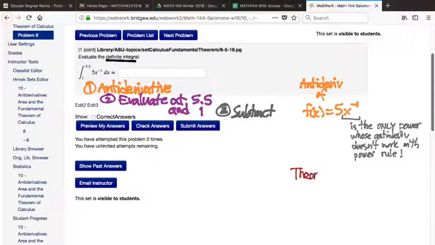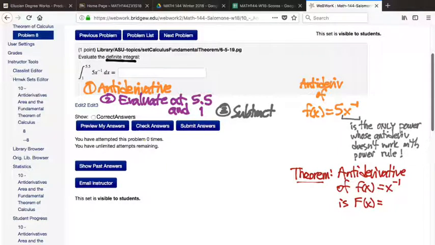Call this a theorem if we want to. The antiderivative of x to the minus 1 is actually capital F of x equals the natural logarithm of x plus c. So this should be seen as something of a surprise, right? We're not used to seeing logarithms show up in places where we didn't start with exponential functions and that other kind of behavior.